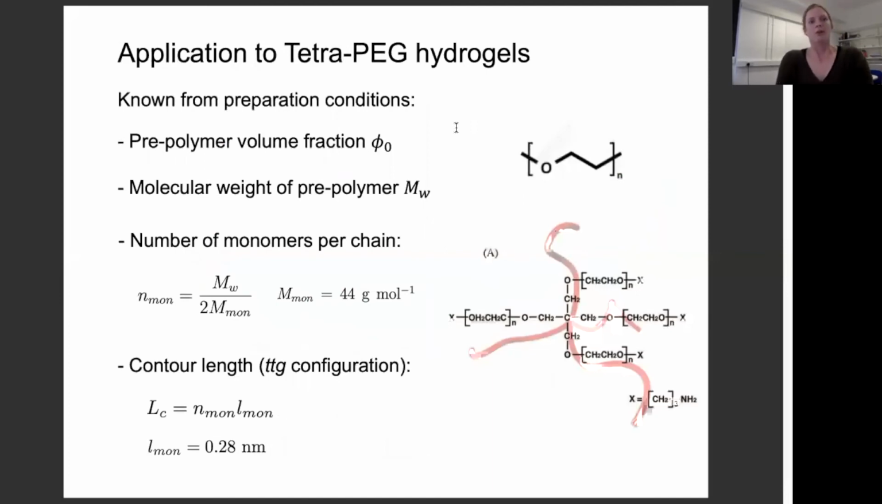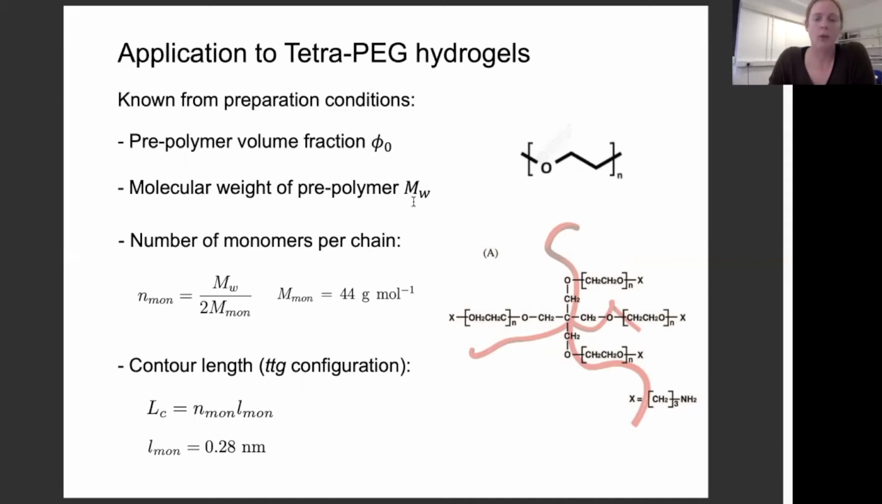So now for the last part of the talk, I just want to move on to actually comparing these random network predictions to actual experimental data, because luckily we have a lot of this data for the tetra-PEG hydrogel in the literature. So here the challenge is to first identify the input parameters from the experimental preparation conditions. What is reported in the literature when they do experiments is the volume fraction of the pre-polymer, this phi naught. That's often available.